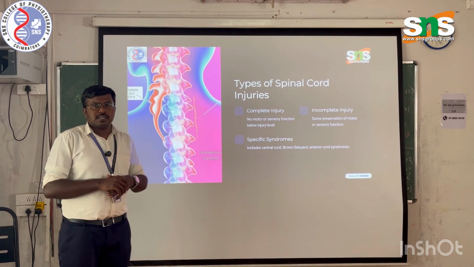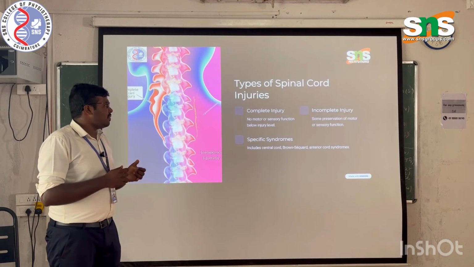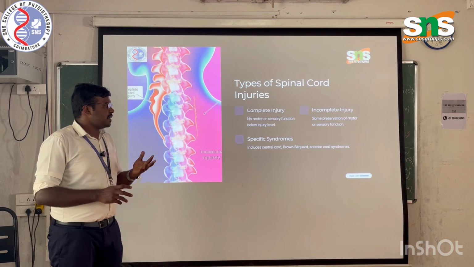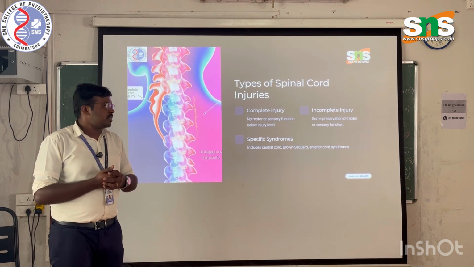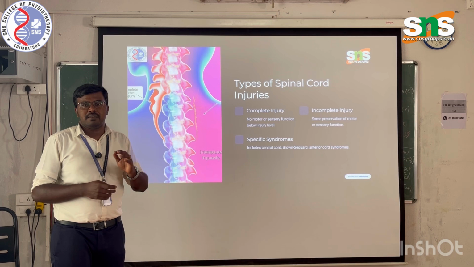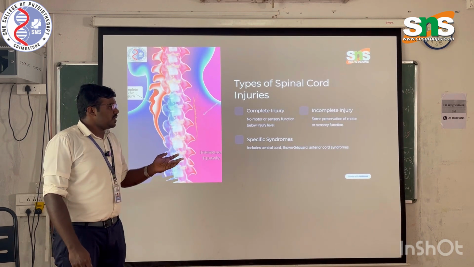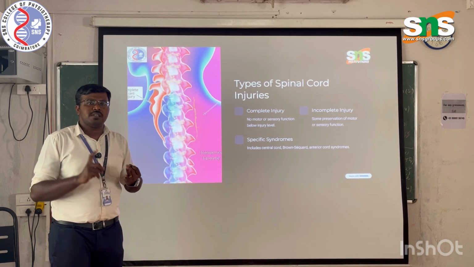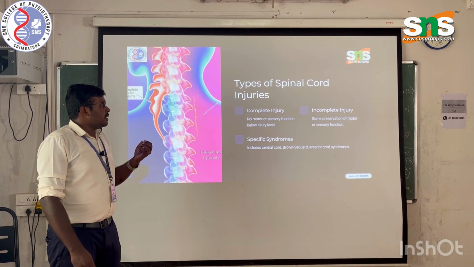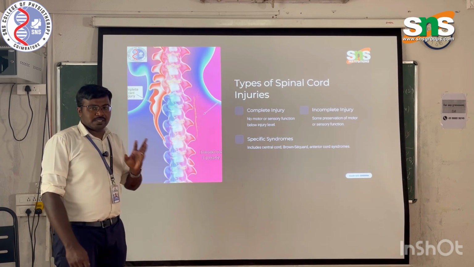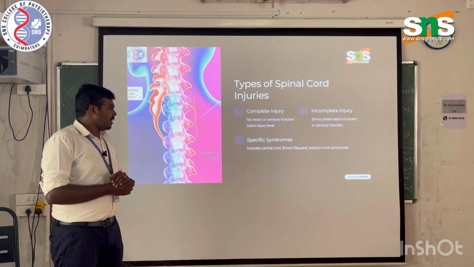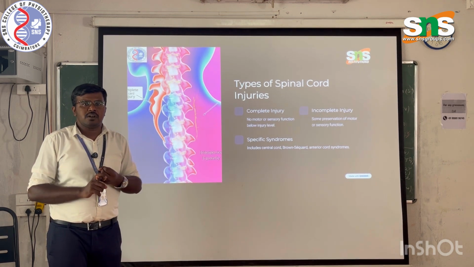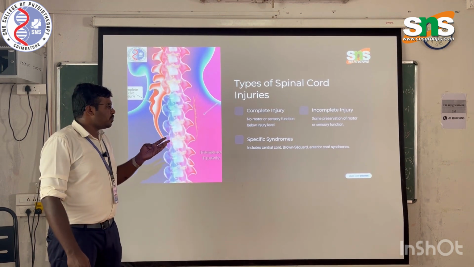Next, types of spinal cord injury: complete injury and incomplete injury. In complete injury, there is no motor and sensory function below the level of the injury. In incomplete injury, there is partial involvement, so motor or sensory function is partially affected. Specifically, there are four syndromes: central cord syndrome, anterior cord syndrome, posterior cord syndrome, and Brown-Séquard syndrome.